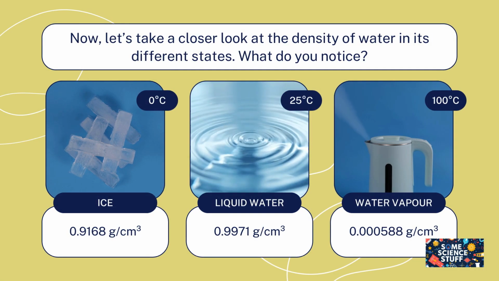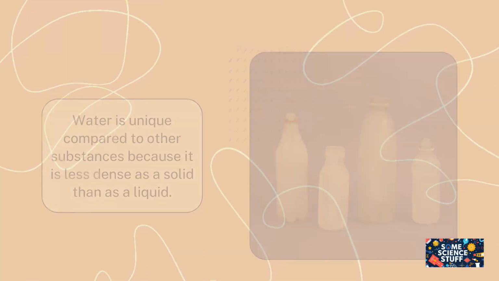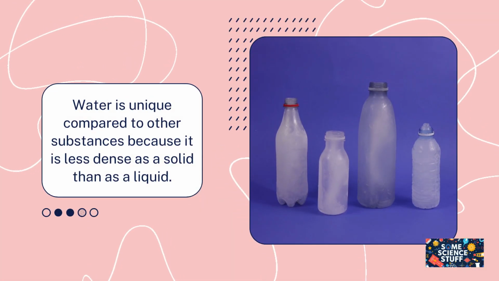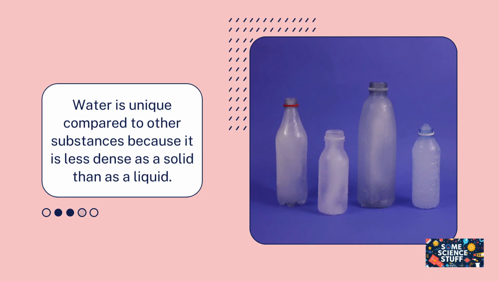Now let's take a closer look at the density of water in its different states. What do you notice? Its solid form, that is ice, is less dense than its liquid form. Water is unique compared to other substances because it is less dense as a solid than as a liquid. That's why ice floats on water.